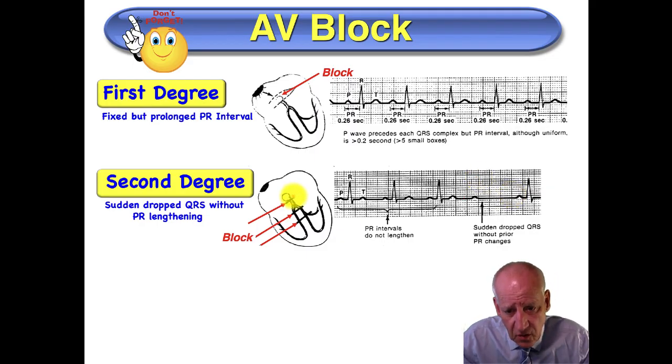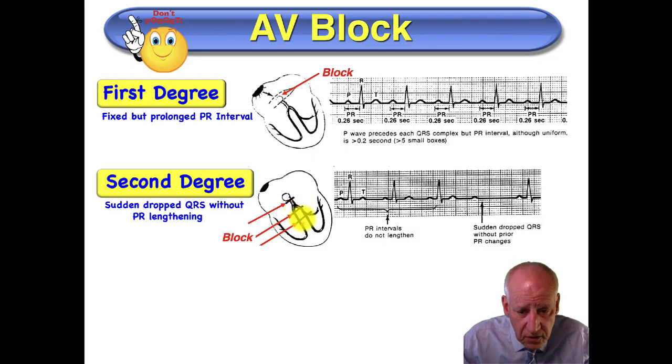And this can occur when there is a conduction impairment in a variety of different locations along the AV node or the ventricular conduction system.